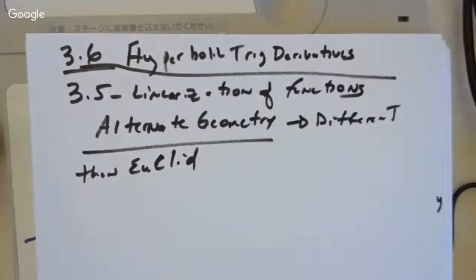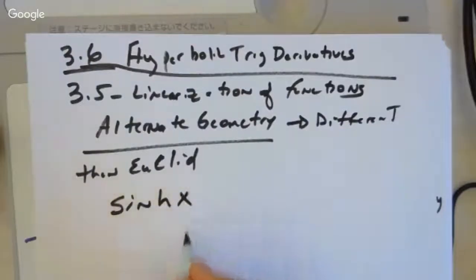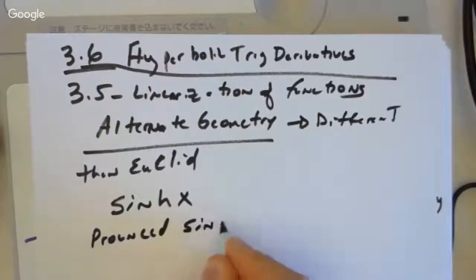Okay, so an alternate geometry than Euclid's, and that's the only one you study. If you like it, you can take that class in college where you just talk about alternate geometries. Non-Euclidean geometry is usually the name of the class. So in that, we have a function called sine hyperbolic. This is pronounced sine hyperbolic.